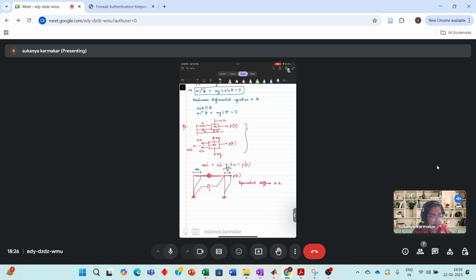Okay. So what I want to do is I'll cut the frame here and draw the free body diagram of the portion of the beam, this portion, the portion on the top of this portion.